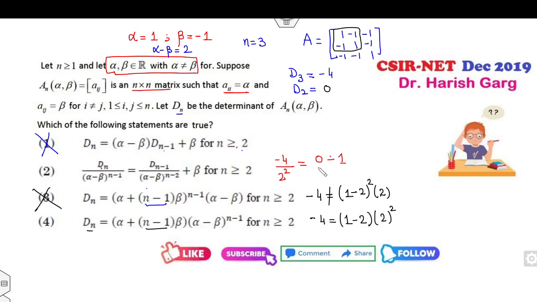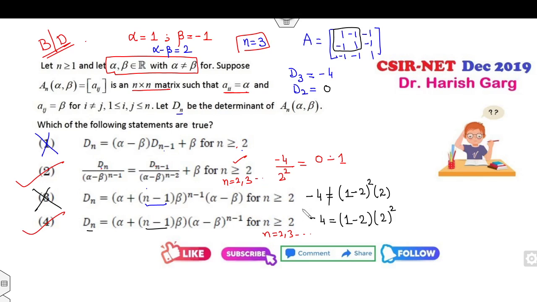So 4, which again is satisfied. Fine. So for n equal to 3, this condition is satisfied. N is equal to 2, this condition is satisfied. N is equal to 2, both conditions are satisfied. So definitely the next cases are also satisfied. So B and D are my right answer.